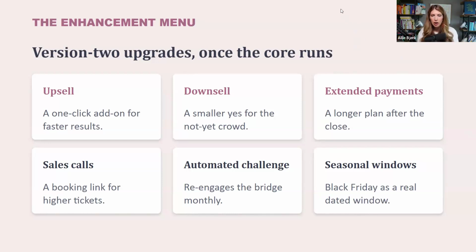Other things you can do are extended payments. So you close the cart and then you come back and you're like, oh, I've heard from a lot of people that they need a longer buying or an extended payment plan. Now you can get a 12-month payment plan for X amount per month. That's another way to do it.